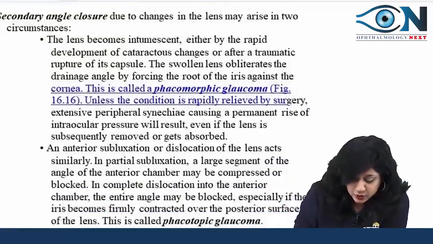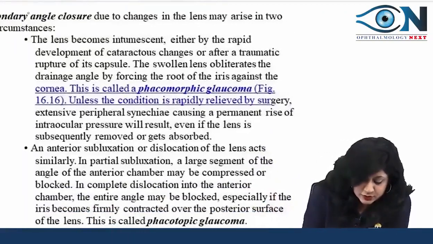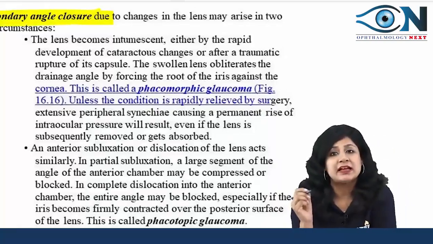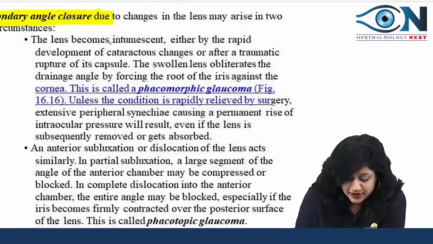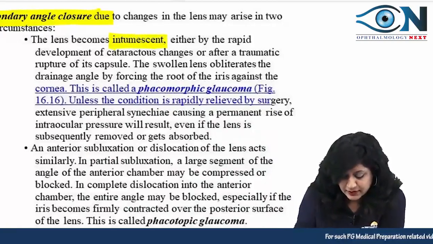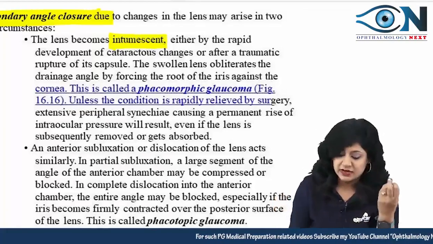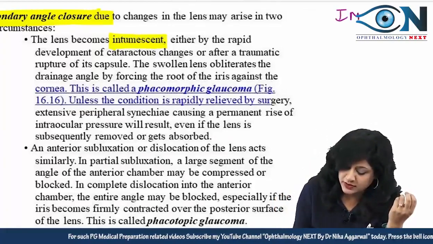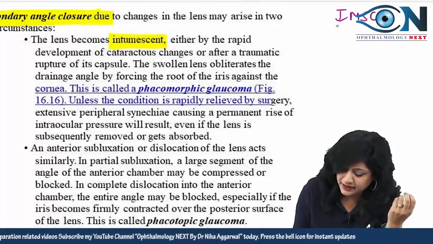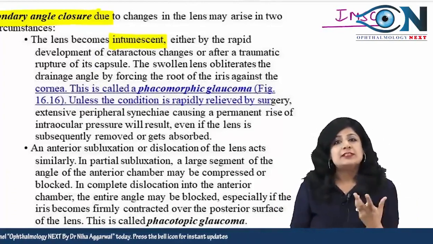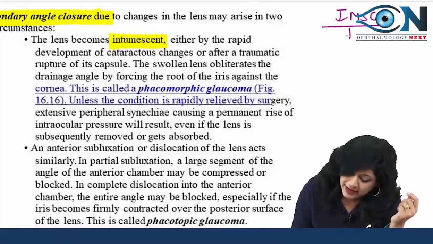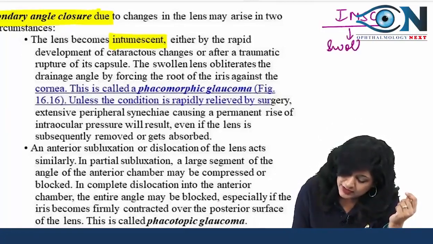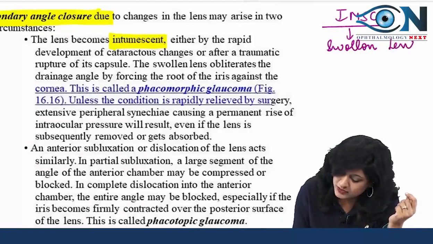Now, secondary angle closure, how it is leading to the angle closure type of glaucoma. Let's see this. It can lead to the angle closure type of glaucoma under two circumstances. First of all, when your lens is intumescent. If you remember, we always read about the immature senile cataract. So when we have the immature senile cataract, we are in the early phase of hydration, and we have more and more hydration actually leading to the swollen lens.